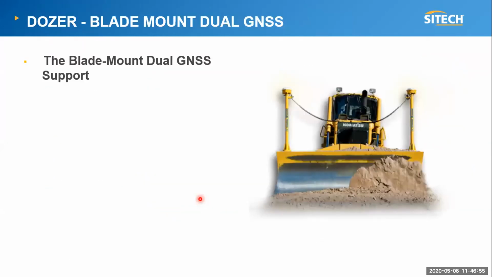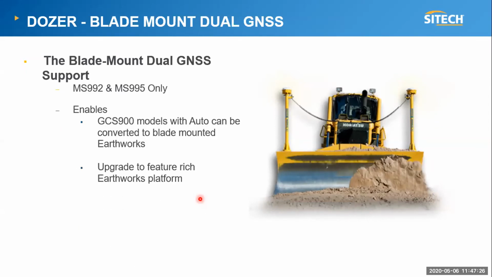The good news on Earthworks is especially aimed at machines which were installed with GCS 900. GCS 900, which most of you might know, was the machine control system before Earthworks. Machines installed with GCS 900 with the automatic hydraulics can now also be installed with Earthworks. Obviously, the benefit is that you can now have a more uniform platform across your fleet of machines.